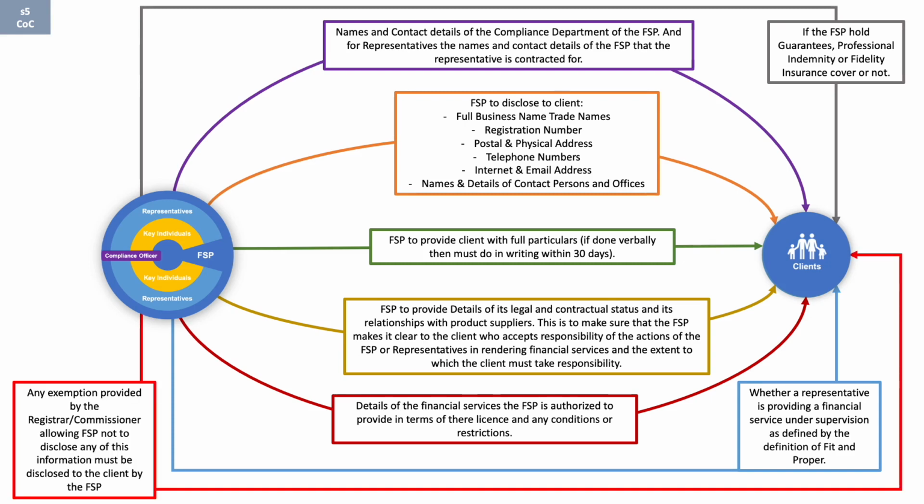Any exemption provided by the authority, also referred to as the registrar or commissioner, allowing the FSP not to disclose any of this information, must be disclosed to the client by the FSP.